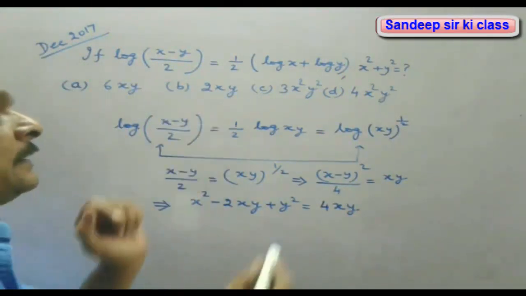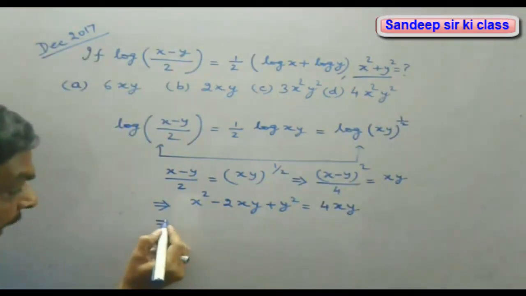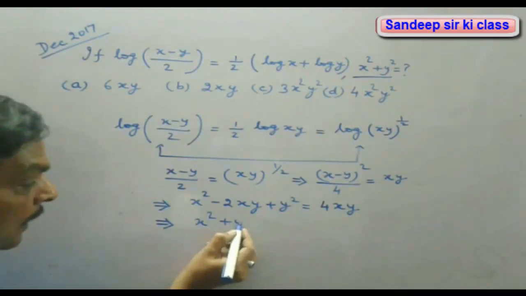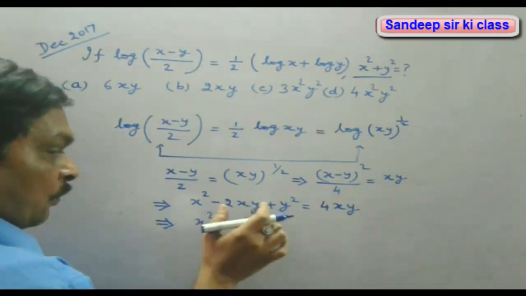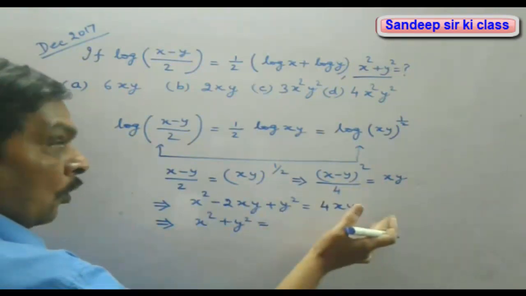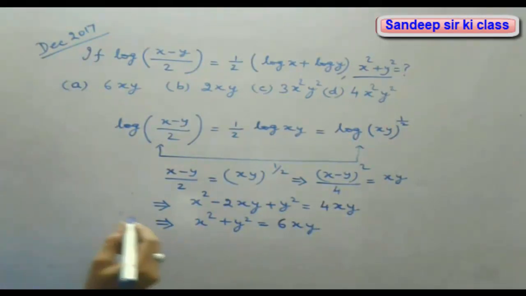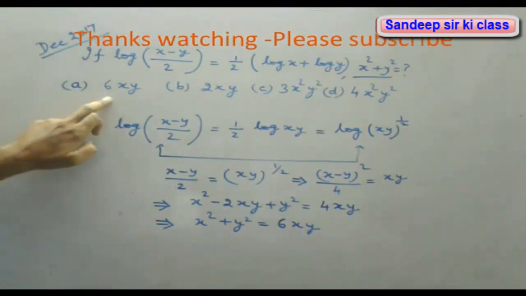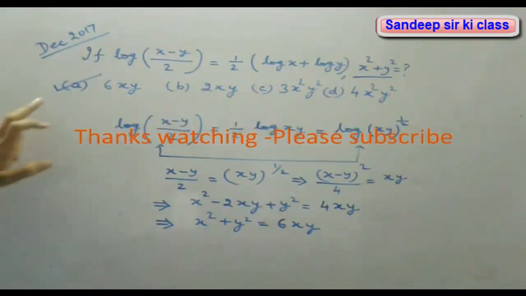Now we want the value of x square plus y square. So x square plus y square we retain on the left hand side, and 2xy will go to the right hand side, and it will become 6xy. And our option A is 6xy. So option A here is correct.